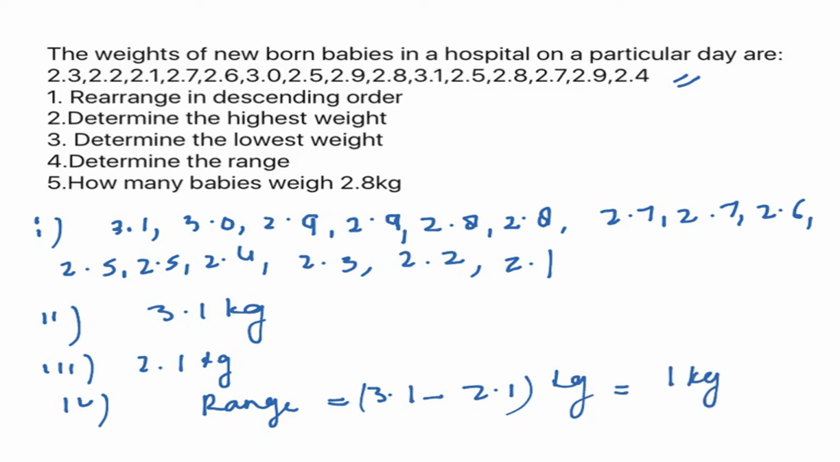Next, how many babies weigh 2.8 kg? We have 2 babies that weigh 2.8 kg. So this is the way we calculate the mean, the range, or the frequency of a table.